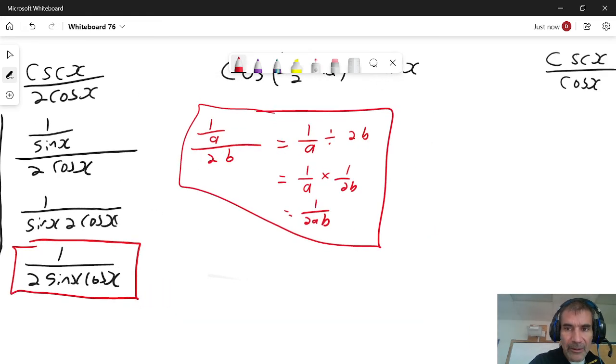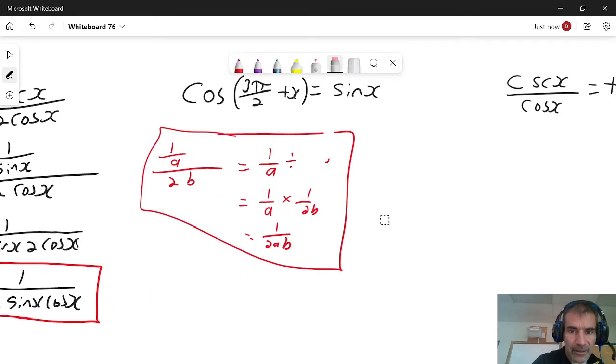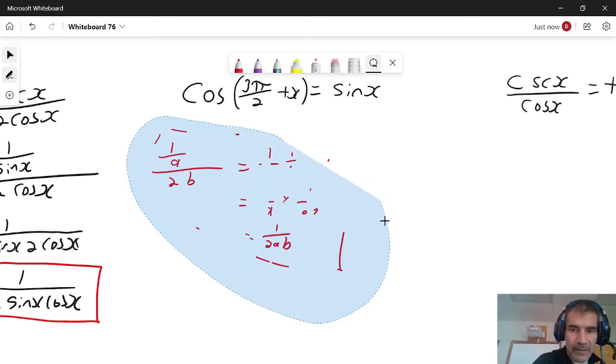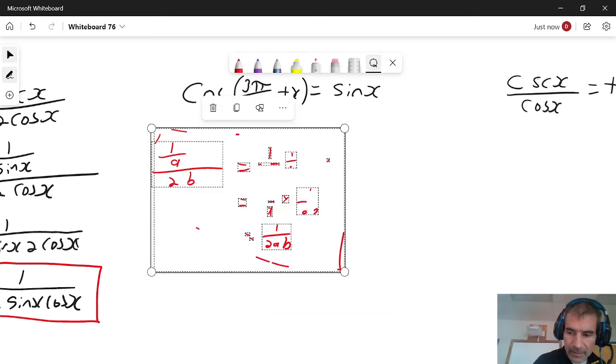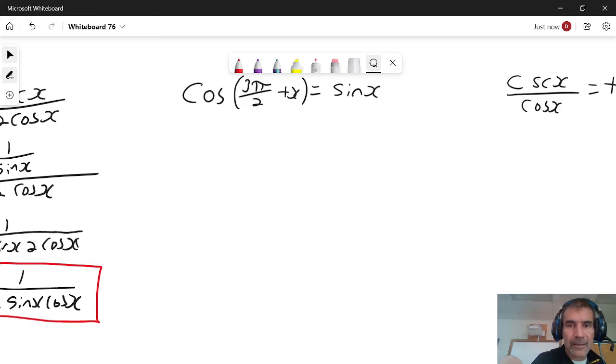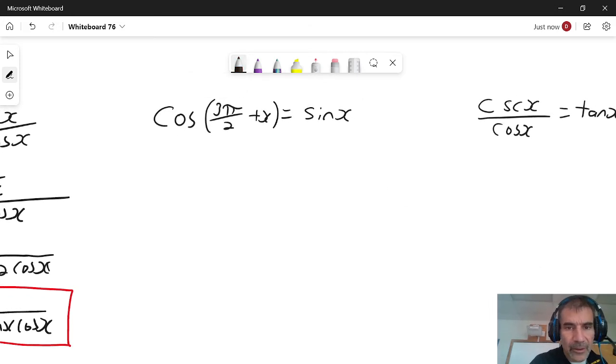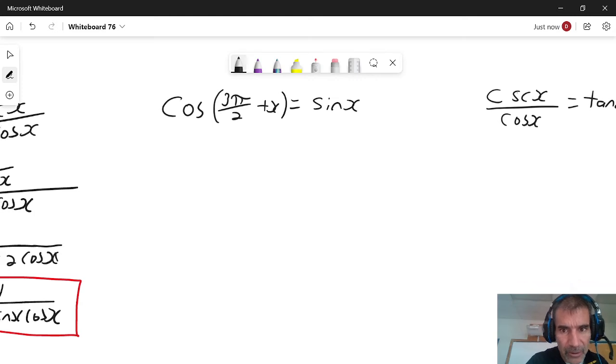Okay, now let's look at this one here. So we're now going to consider the cosine of 3 pi over 2 plus x, and whether that's equal to the sine of x.